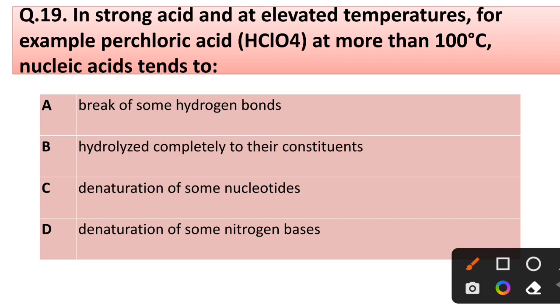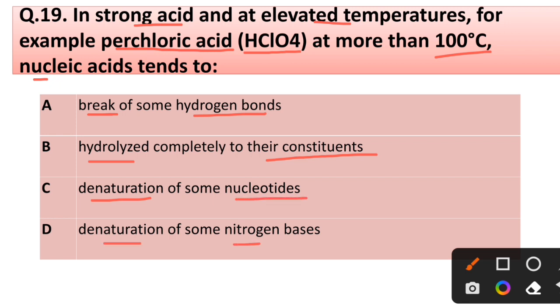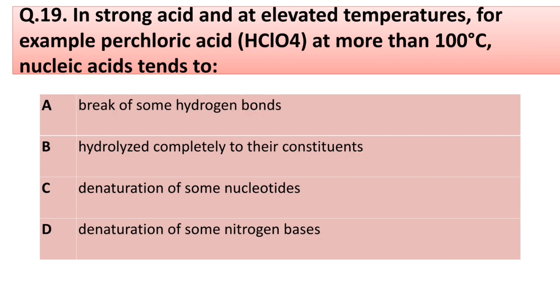Question 90. In strong acid and at elevated temperature, for example perchloric acid, HClO4, at more than 100 degrees Celsius, nucleic acid tends to: break some hydrogen bonds, hydrolyze completely to their constituents, denaturation of some nucleotides, denaturation of some nitrogen bases. Answer is option B, hydrolyze completely to their constituents.